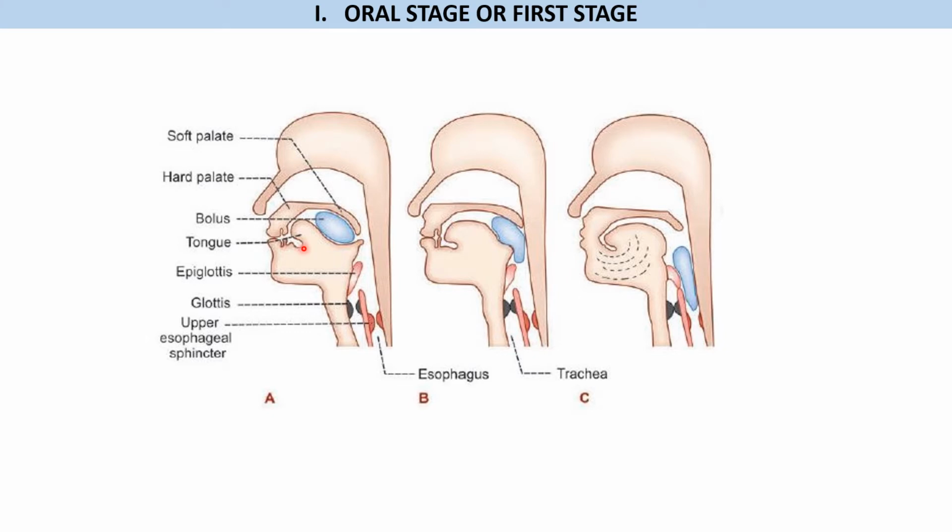Now during this phase, the bolus of the food, this blue color, is representing the bolus of the food. The bolus of the food which is formed after chewing, or the process of mastication, is placed over the dorsum of the tongue here, and the tongue forces the bolus into the oropharynx. So in the oral stage, the food is placed inside the mouth, it is chewed properly, and then the tongue helps to push the bolus into the oropharynx.